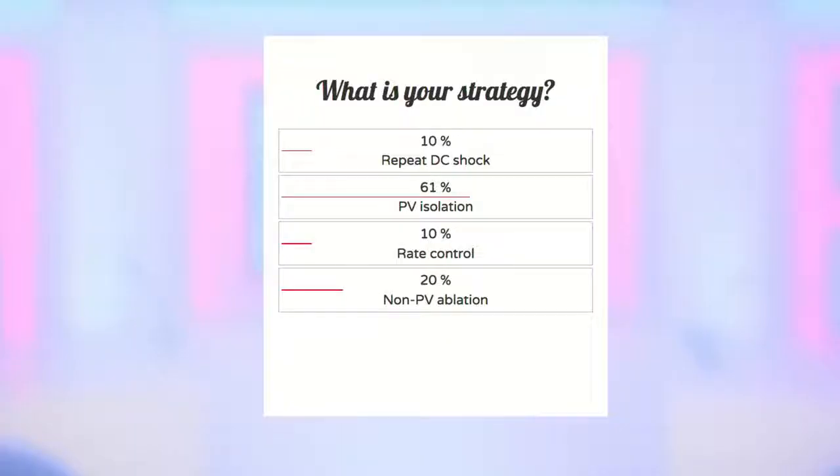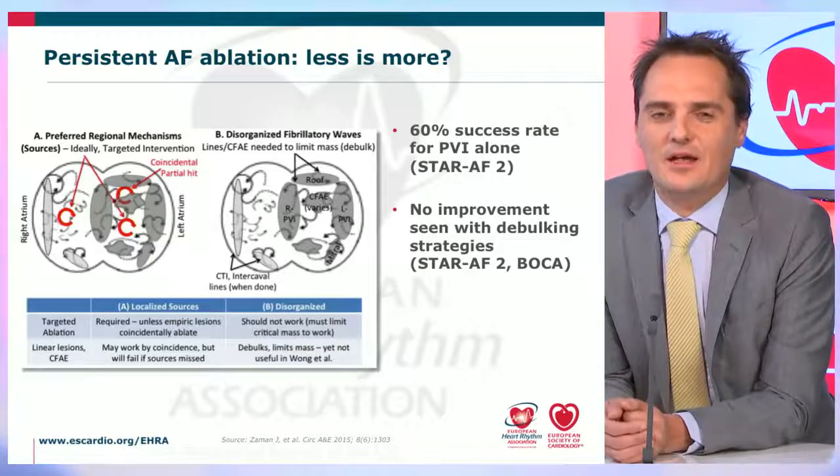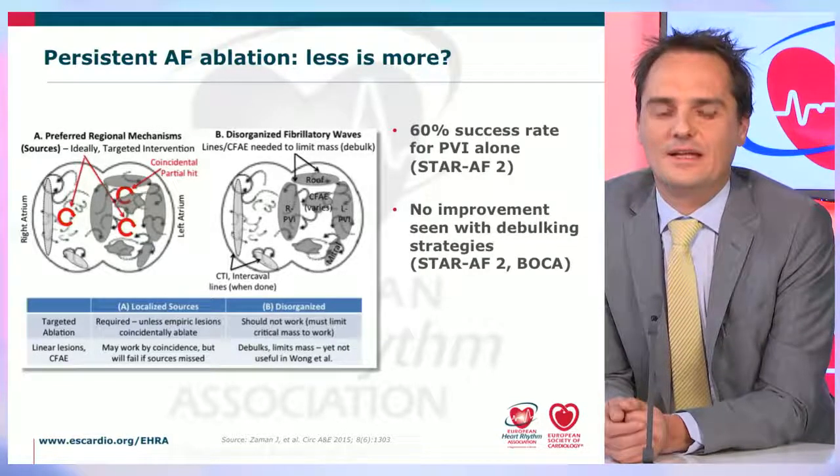So we have these 4 options, and 10% opted for version A, so repeat the DC shock. I'm sorry, 12%. 60% would do just a PVI isolation, 8% rate control, and 18% non-PV ablation. Okay, very good. So Dr. Seitz clearly managed to convince some souls, and I would like to share with you some more data.